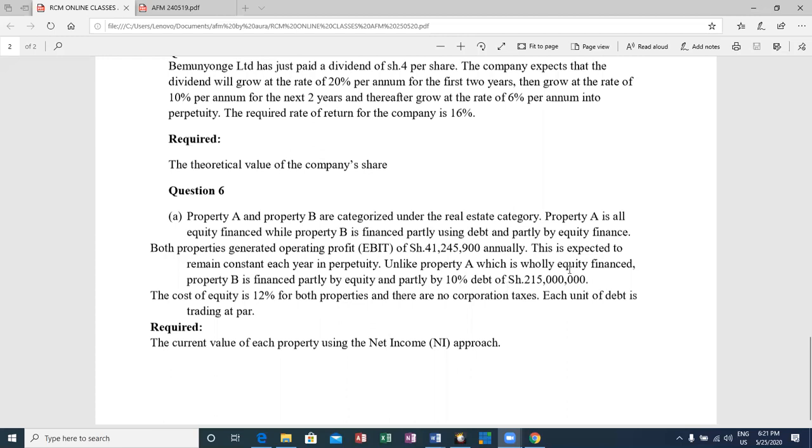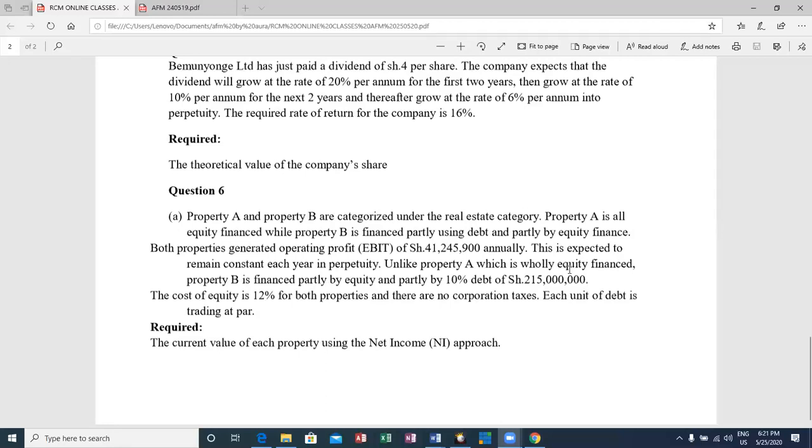So you get your calculator like this, live. 41,245,900 minus 21,500,000 equals, divided by 0.12, which will end up giving us 164,549,167, call it like that.